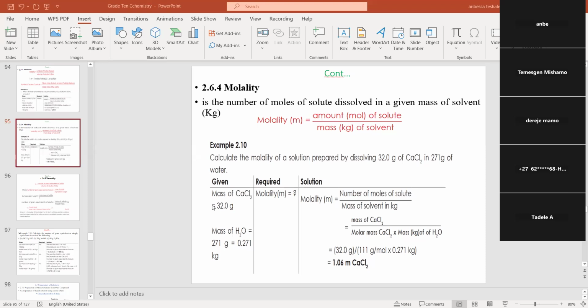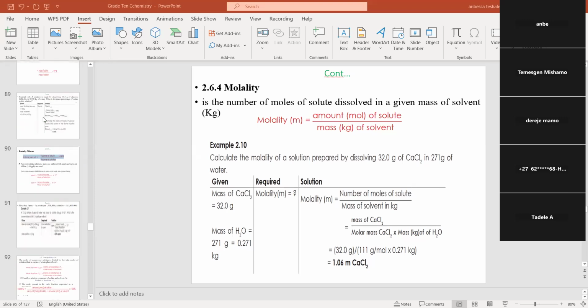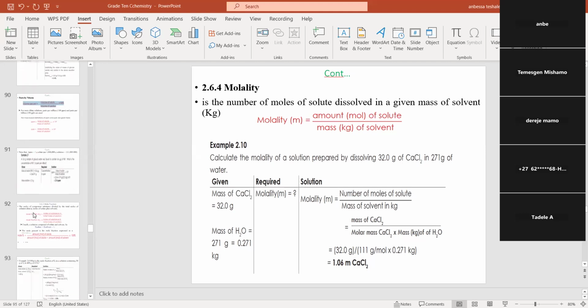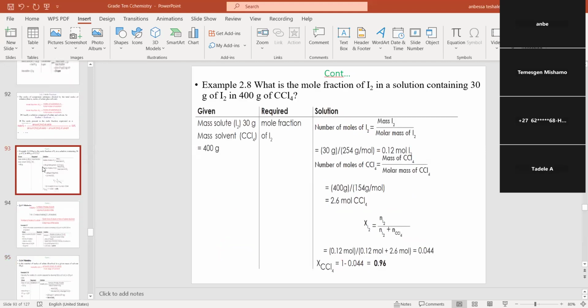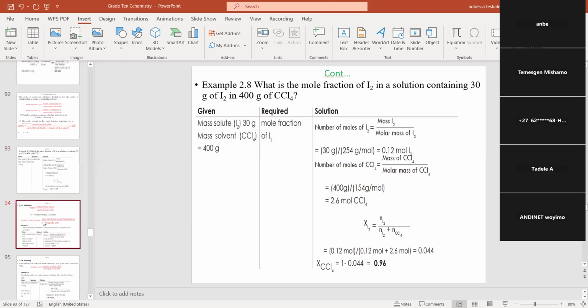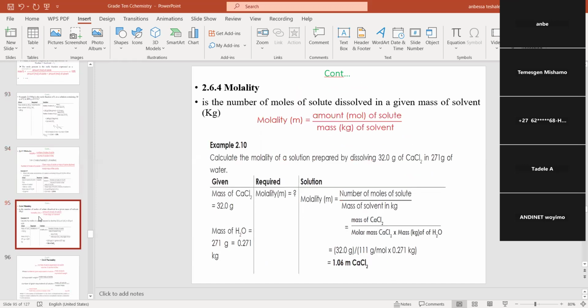I think yesterday we have seen a different unit of concentration: part by volume, part per billion, and part per million. Even also we have seen how to calculate a molarity and even molality.